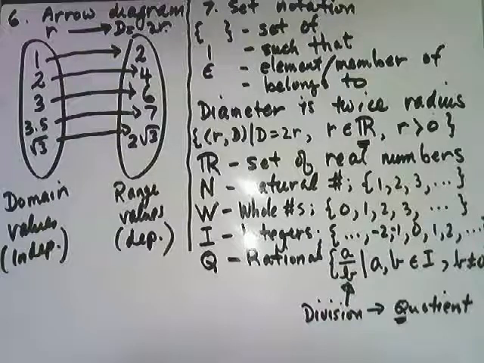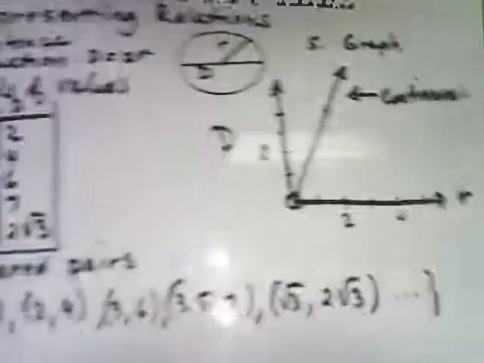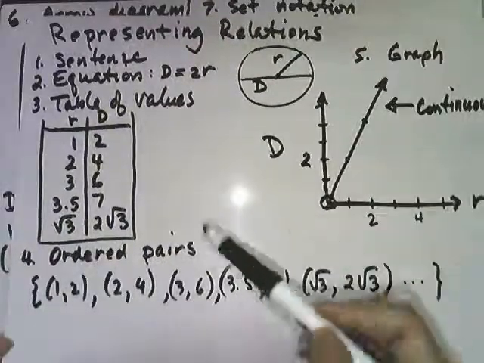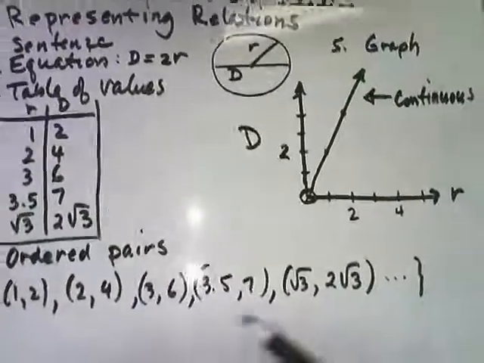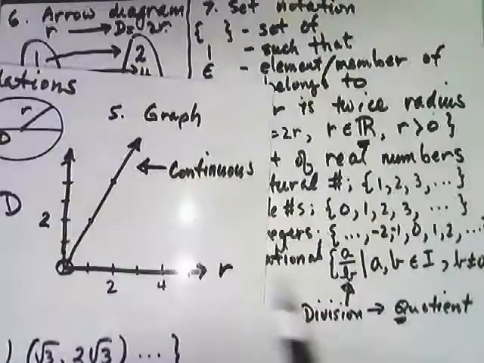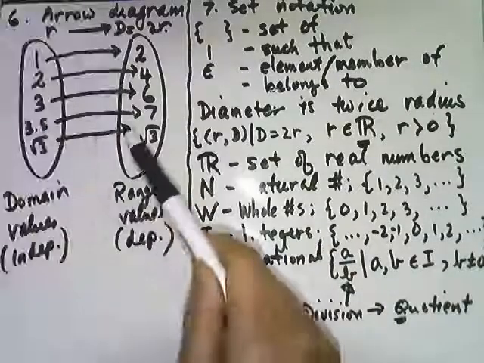So there you have all the different ways to represent a relationship. Some are better than others to represent a particular relation. In this case, a table of values didn't express all possible values of the relation, and neither did ordered pairs. A graph was better for this one. An arrow diagram is not as good.